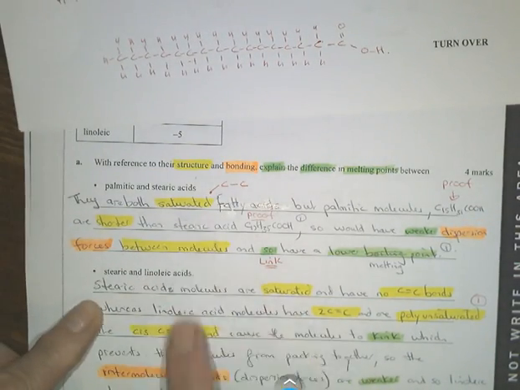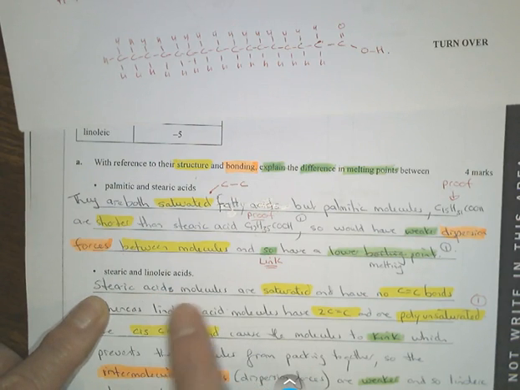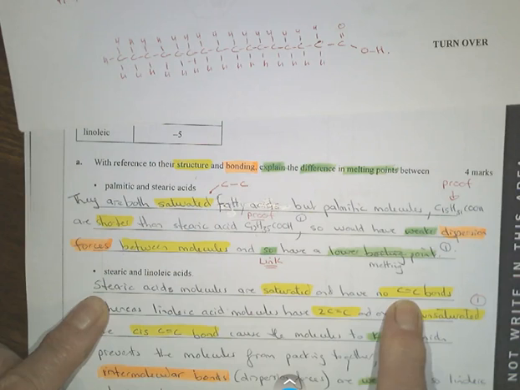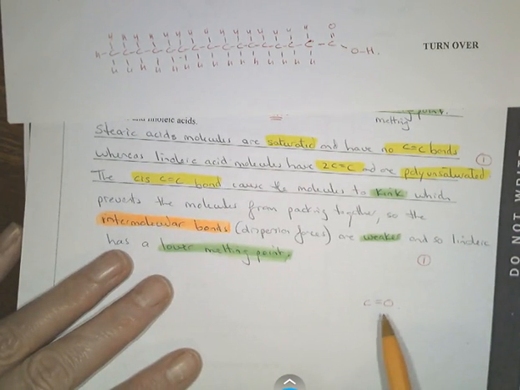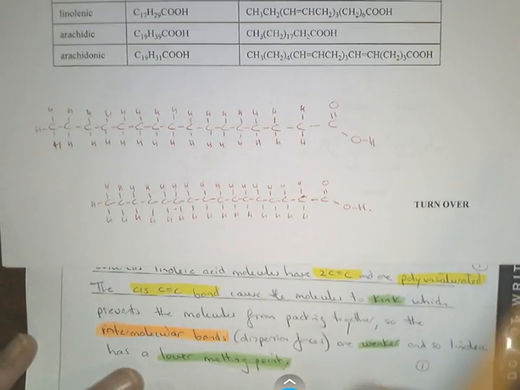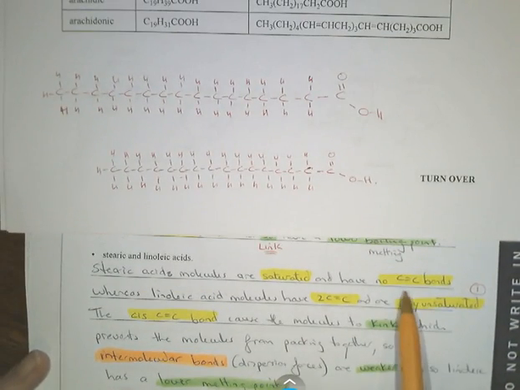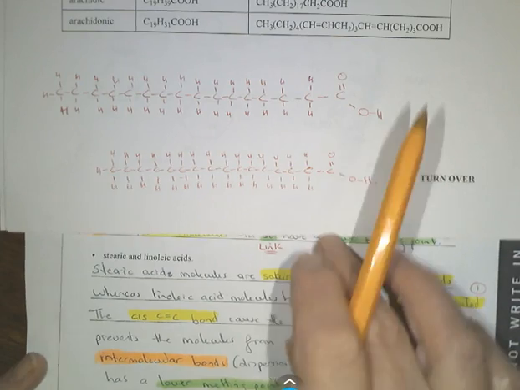So for stearic acid, you need to refer to the structure of the two, stearic and linoleic. Stearic acid molecules are saturated and have no carbon-carbon double bonds. When you're referring to these double bonds, you can't just say no double bonds, because this O is a double bond. See that? C=O is a double bond. So you can't just say they have no double bonds. You have to say carbon-carbon double bonds. So get used to referring to it like this. Whereas linoleic has two carbon-carbon double bonds and is unsaturated. So that's all your structure stuff.